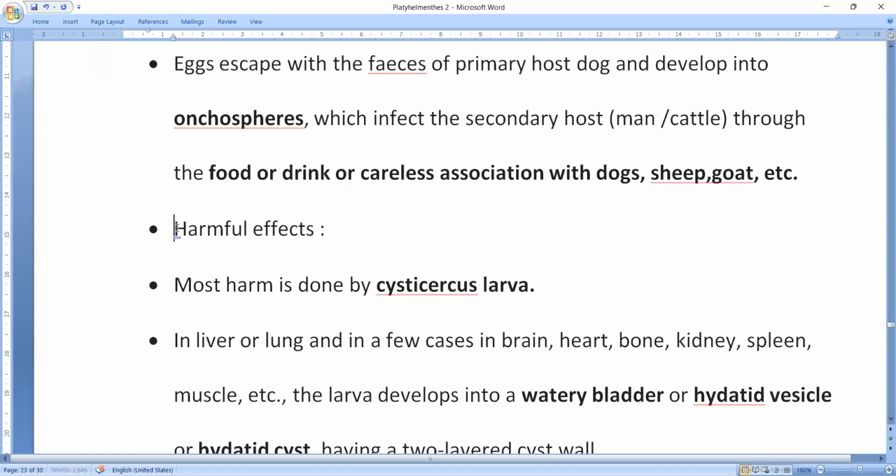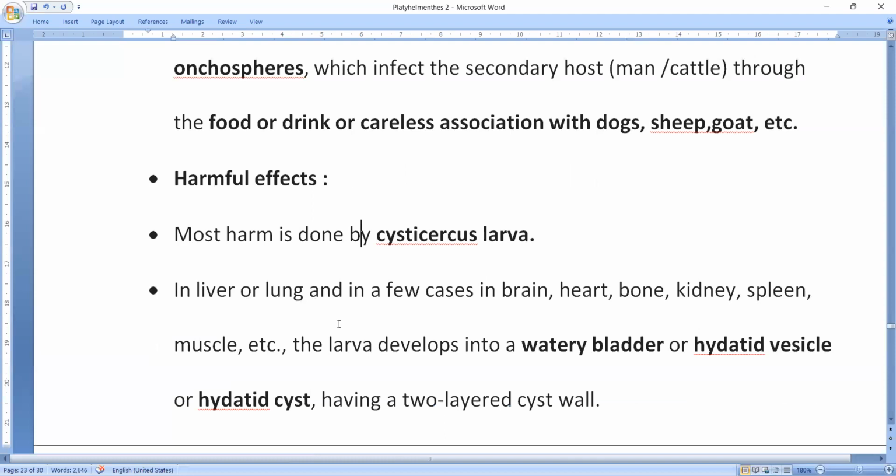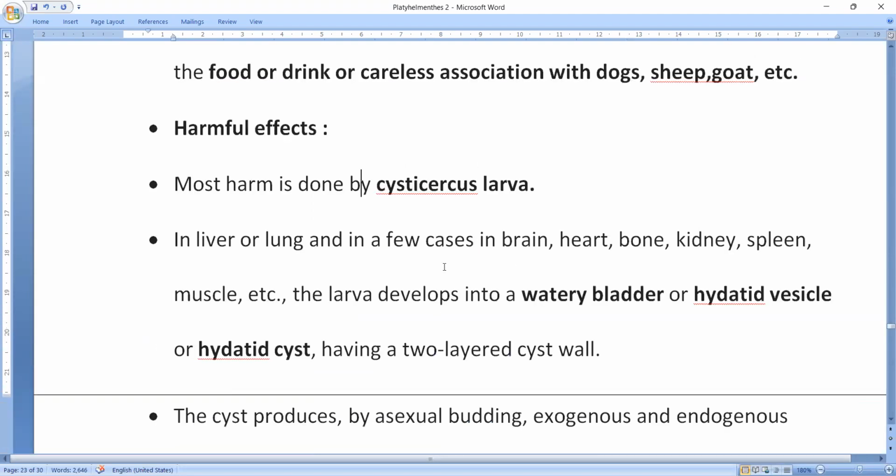Generally, in Echinococcus granulosus, the most harm is done by the larva. Same here also, the larva is present in liver or in lung, and in a few cases in brain also, heart, bone, kidney, spleen, muscle, etc. The larva develops into a watery bladder or bladder worm. So that is called hydatid vesicle.